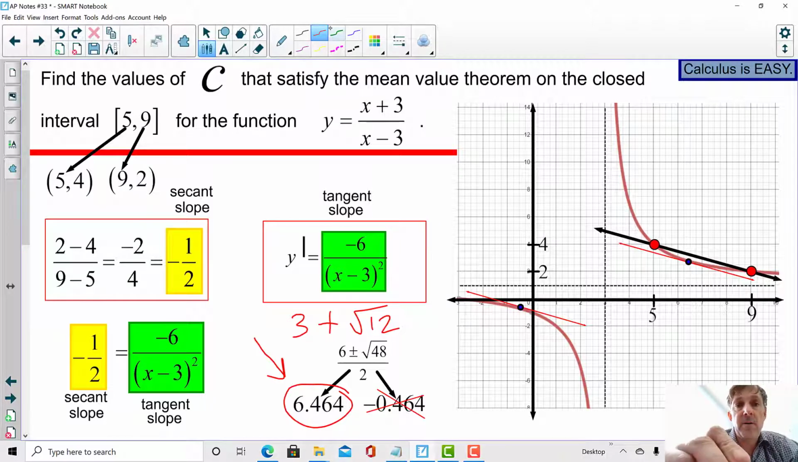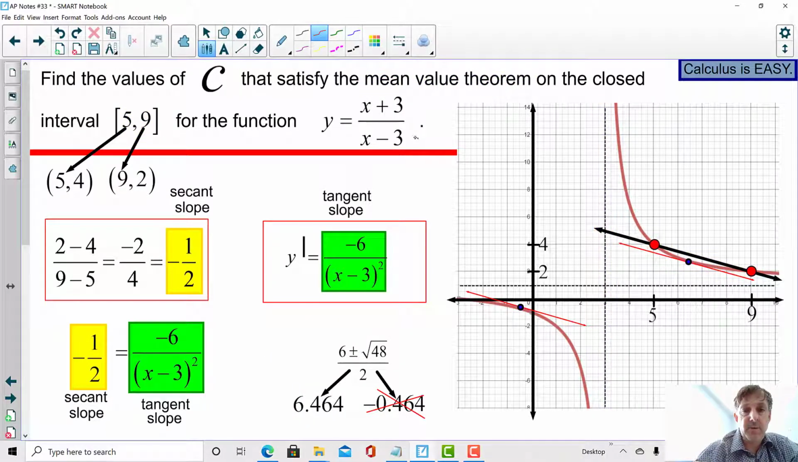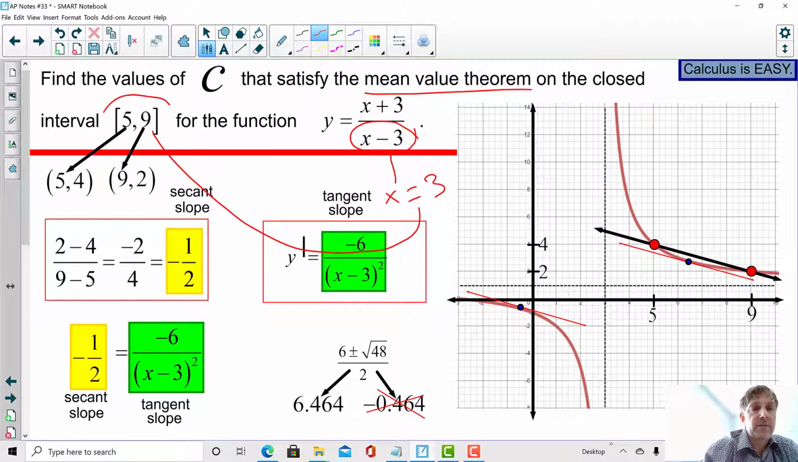So what I'm trying to point out in this example is that even though our function was not continuous at x equals 3, you can still use the mean value theorem from 5 to 9. Because from 5 to 9, our function is continuous and differentiable. So for this example, we had an issue of continuity when x was equal to 3, but that didn't matter because our interval did not contain 3. So we could use the mean value theorem on this closed interval.